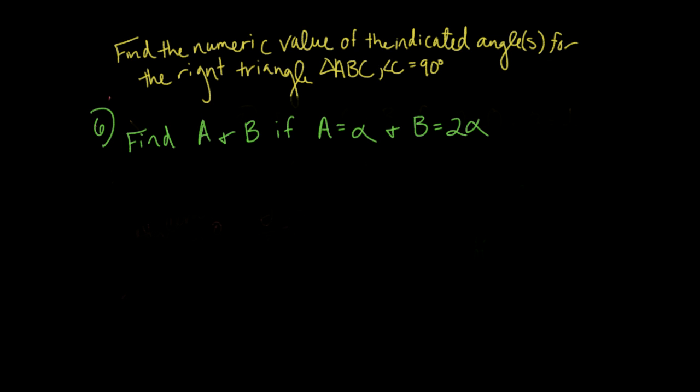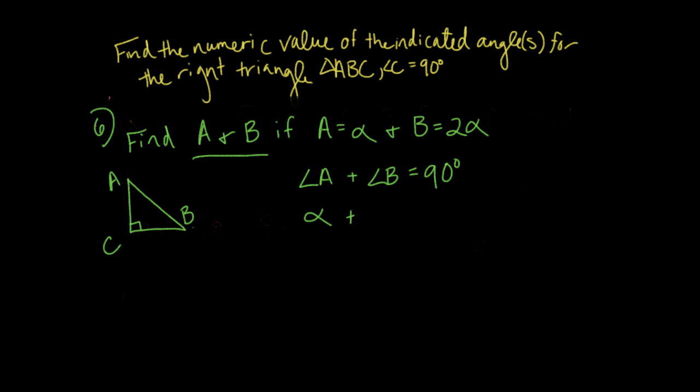For the next set, we're going to deal with 90-degree triangles, or right triangles. They give us the triangle ABC, and C is the right angle. So when you're drawing your picture, you could say A, B, and C. That means this angle is 90 degrees, and A and B add up to 90 degrees as well. They're complementary. They say to find angle A and B if A is equal to alpha and B is equal to 2 alpha. So angle A plus angle B equals 90 degrees. Then alpha plus 2 alpha equals 90 degrees.